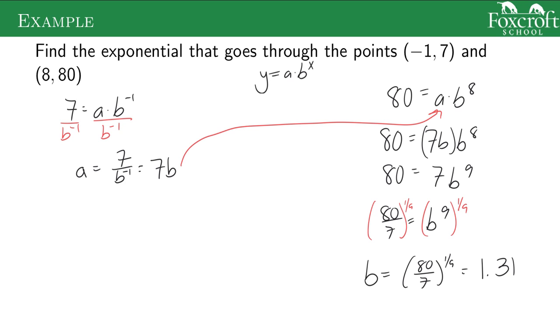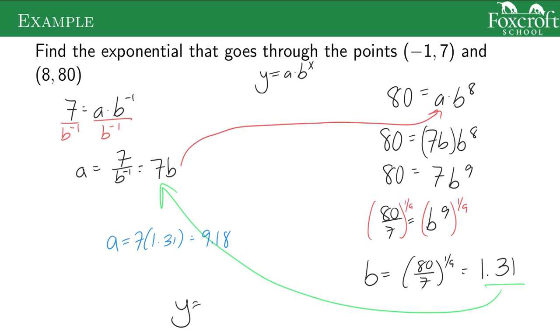And there's not really anything you can do about that. So if you can't figure out what numbers are going to work, just use a calculator and figure out that this decimal is 1.31. And then we know that a is just 7 times that number, so a is going to be 7 times 1.31, which is 9.18. And so my final answer is y equals 9.18 times 1.31 to the x.